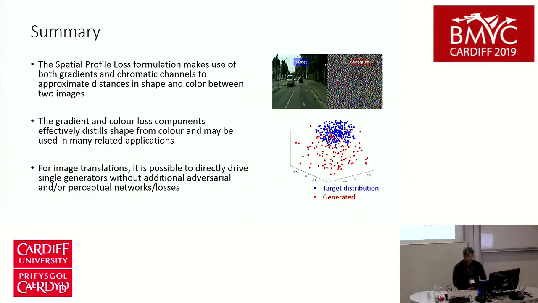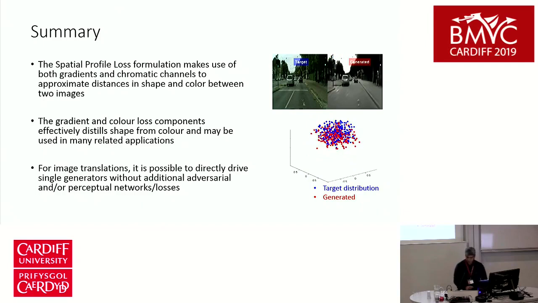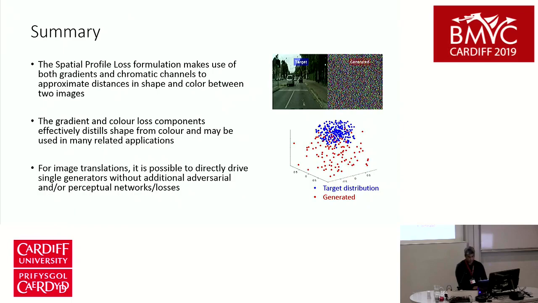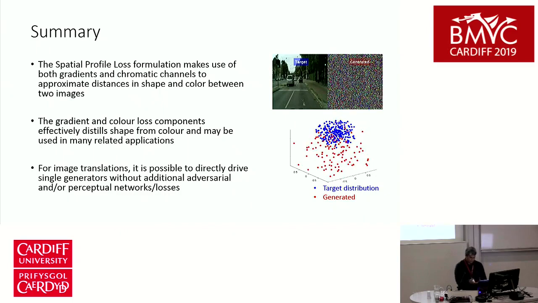All right, so to sum up, the spatial profile loss is a pixel level loss which can distill shape from color and is able to drive them separately for diverse image translation problems. The SPL loss can also be thought of as an effective replacement for the standard L1 loss on the generator. So when you are training your GANs, you can use this SPL loss instead of L1. And to motivate this, we just trained the generator directly.